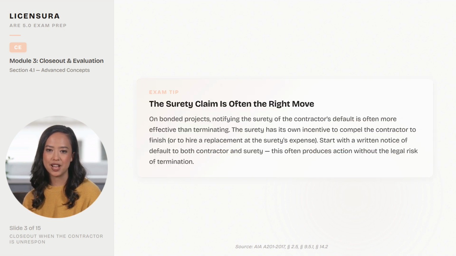The surety claim is often the right move. On bonded projects, notifying the surety of the contractor's default is often more effective than terminating. The surety has its own incentive to compel the contractor to finish or to hire a replacement at the surety's expense. Start with a written notice of default to both contractor and surety. This often produces action without the legal risk of termination.